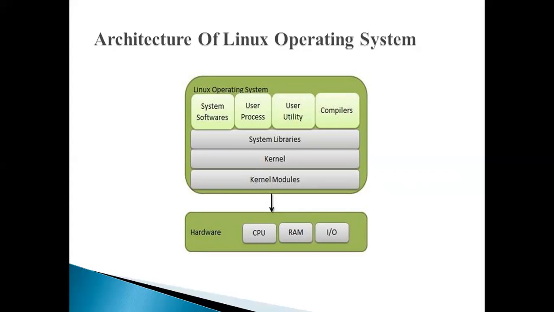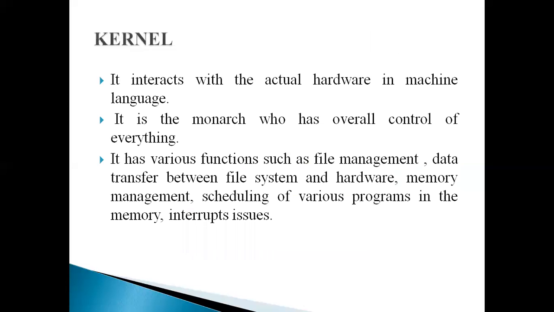And these libraries consist of the system software, user processes, user utilities, and compilers. This layer acts as the interface between the application layer and the kernel. That is, it will interact with the users and accept the commands from the users, and this will be provided to the kernel. So now coming to the kernel. Kernel is, as we have said, the core part of the operating system.